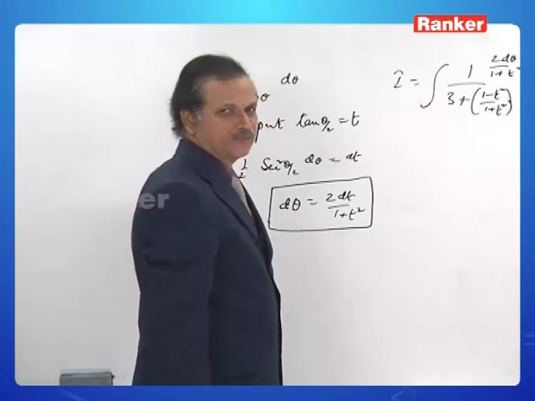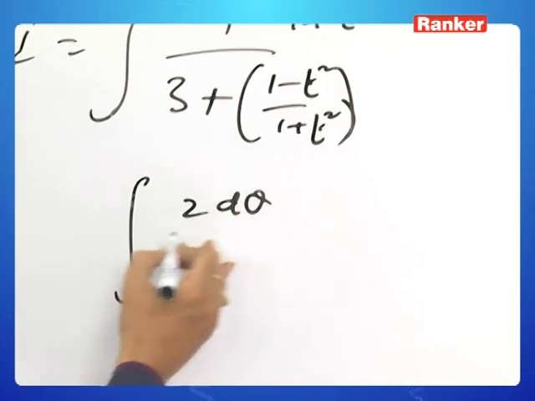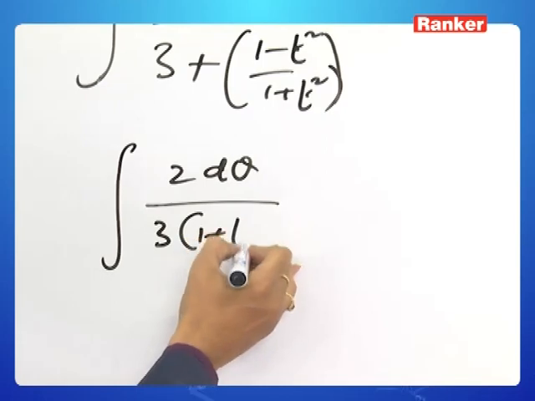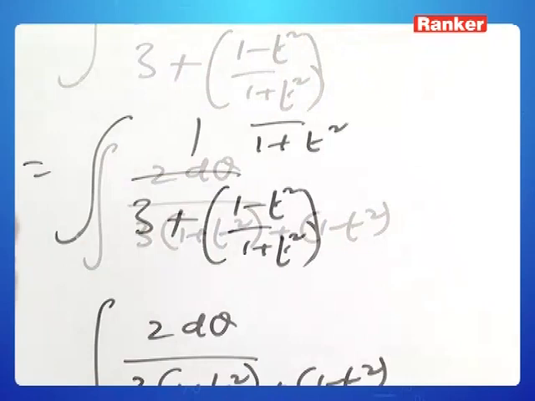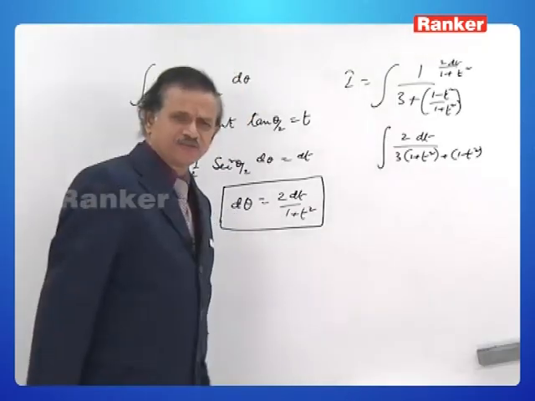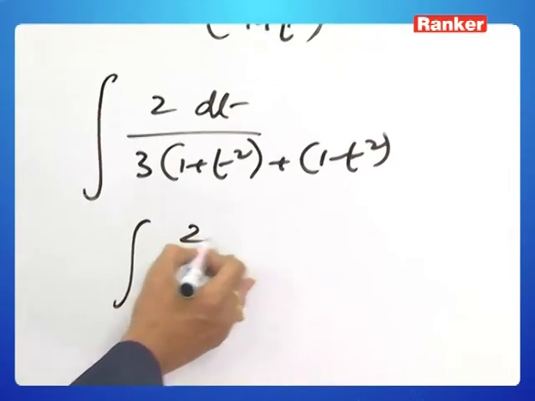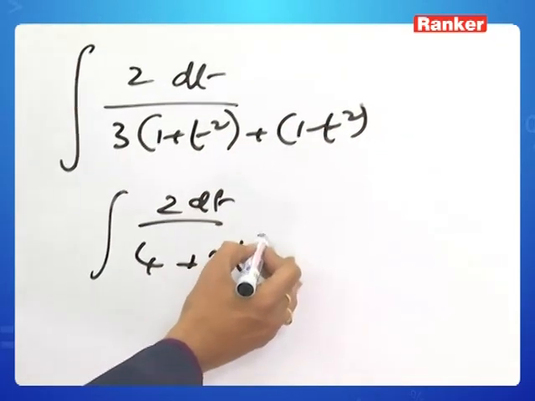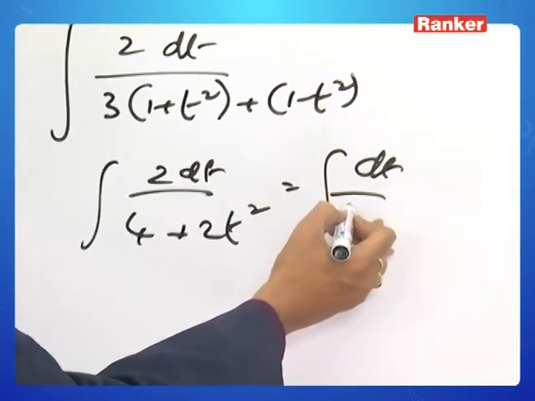Multiply both numerator and denominator by 1 plus t square. What is going to happen? 2 dt by 3 into 1 plus t square plus 1 minus t square, so that it can be obtained to the standard form, of course. This is 3 plus 3, 3 ones are 3, 3 plus 1 is 4. 2 dt by 4 plus 3t square minus t square is 2t square. You can cancel 2 here. This is nothing but dt by 2 plus t square.